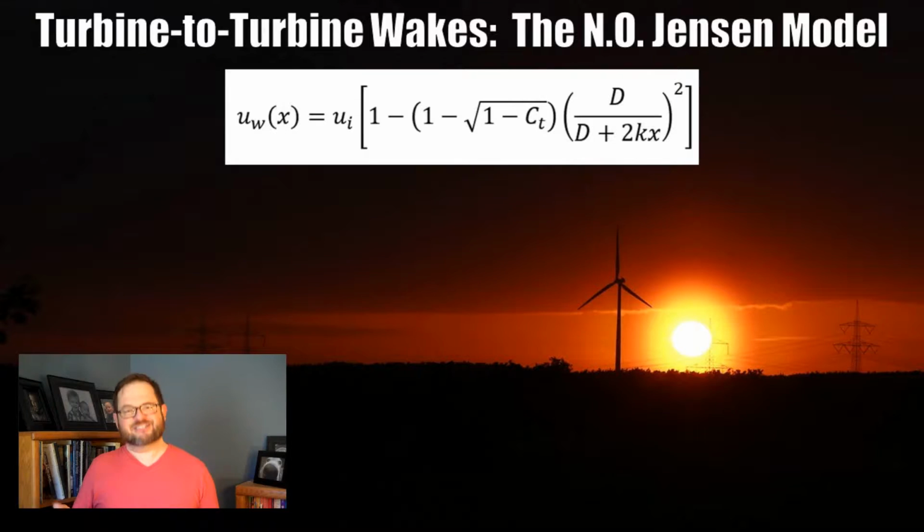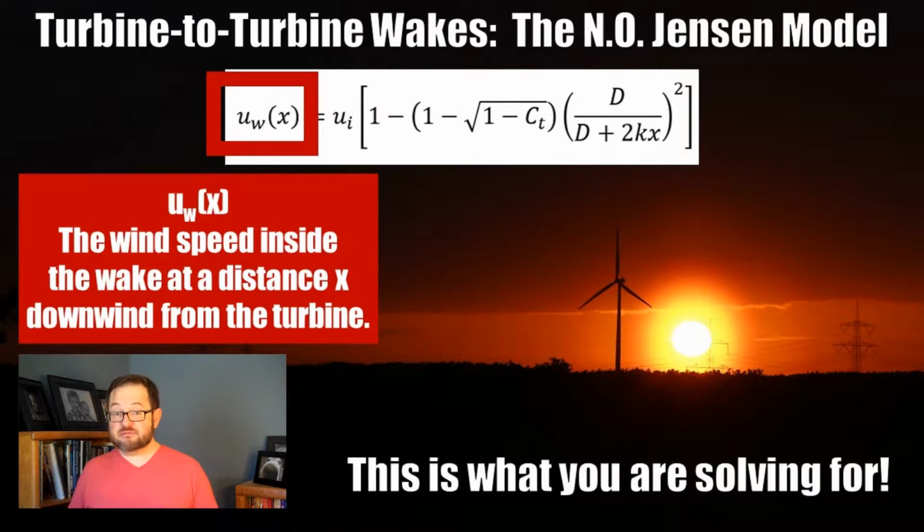I was going to say he's an old dead white guy of science, but I believe he's alive. N-O, I think he's Niels Otto or something. He's Danish. And he developed this model that describes what the wind speeds in the wake should be. He's got this number U_W of x, that is the wind speed inside the wake at a distance x downwind from the turbine itself. This is fundamentally what you're trying to solve for. This is the quantity that we want to know: what is the wind speed x meters downwind from the turbine itself?